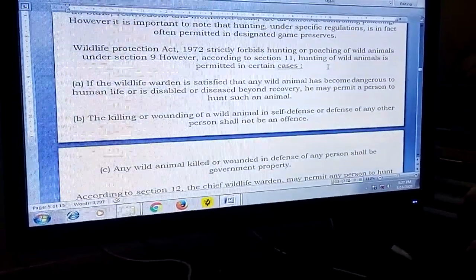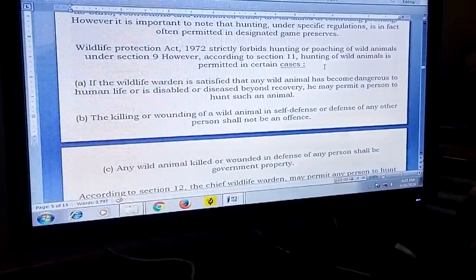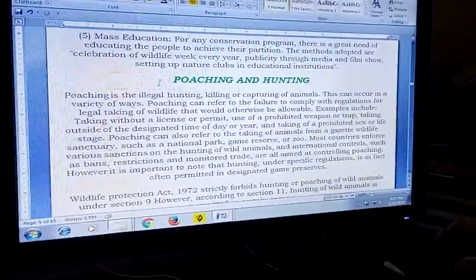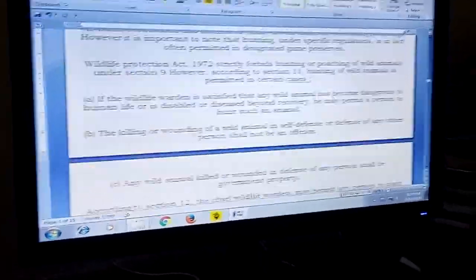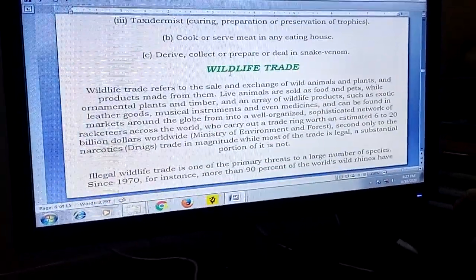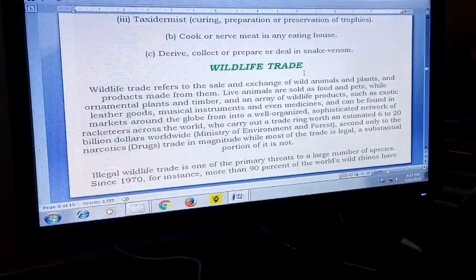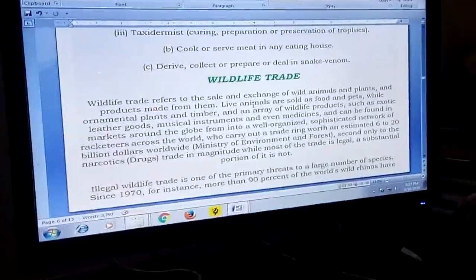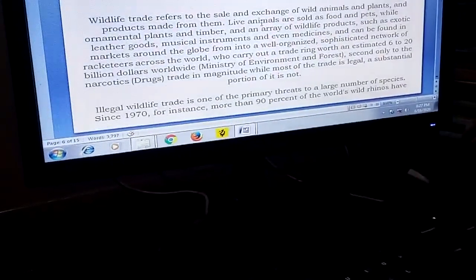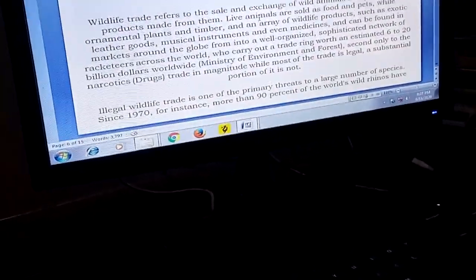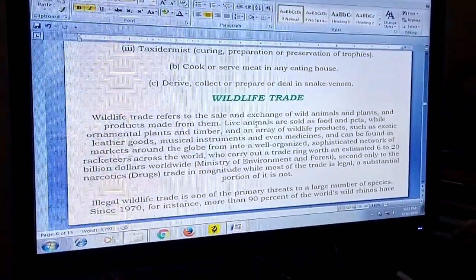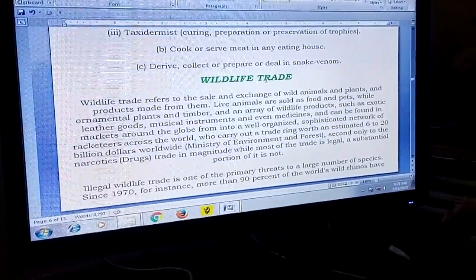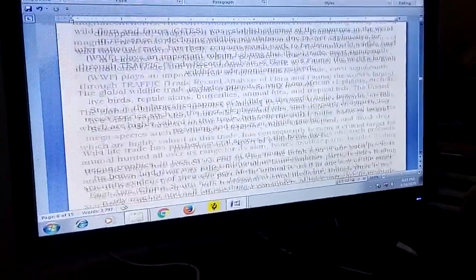And remember our topic is wildlife conservation, meaning to preserve and protect our wildlife. So obviously you have to discuss poaching and hunting also. And then finally we have wildlife trade. Many animals are being killed for their various parts, like elephants for their tusks and tigers for their skin, and similarly many animals are being killed for trade. So that has to be discussed, what is actually driving it.